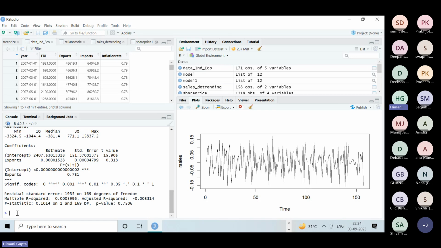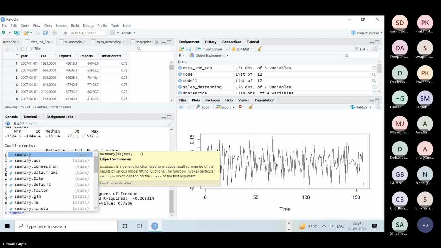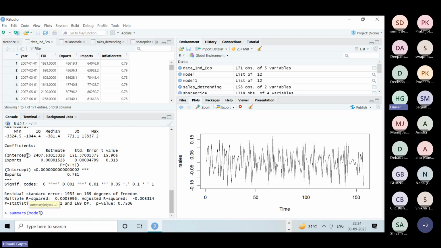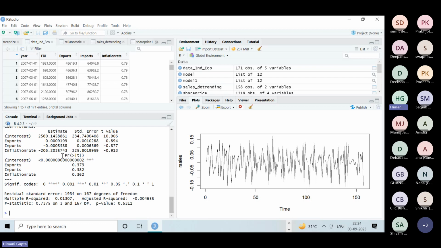Okay, now let's look at the summary of model 1. I have created two models over here, and I have given the name model 1 to the second. Now you can see over here, neither exports are playing any role, nor imports, nor inflation. So that means I have to search for some other variables which must be playing a role in explaining the FDI.